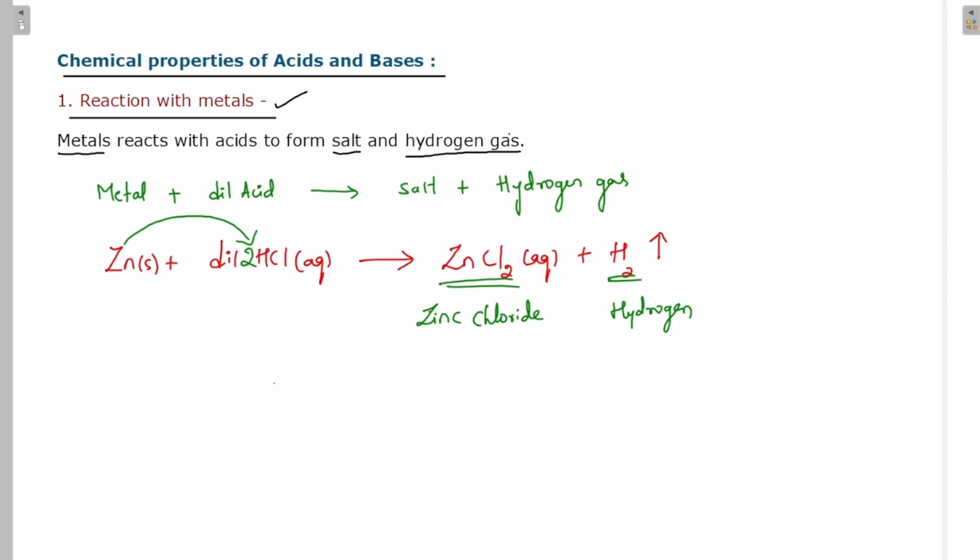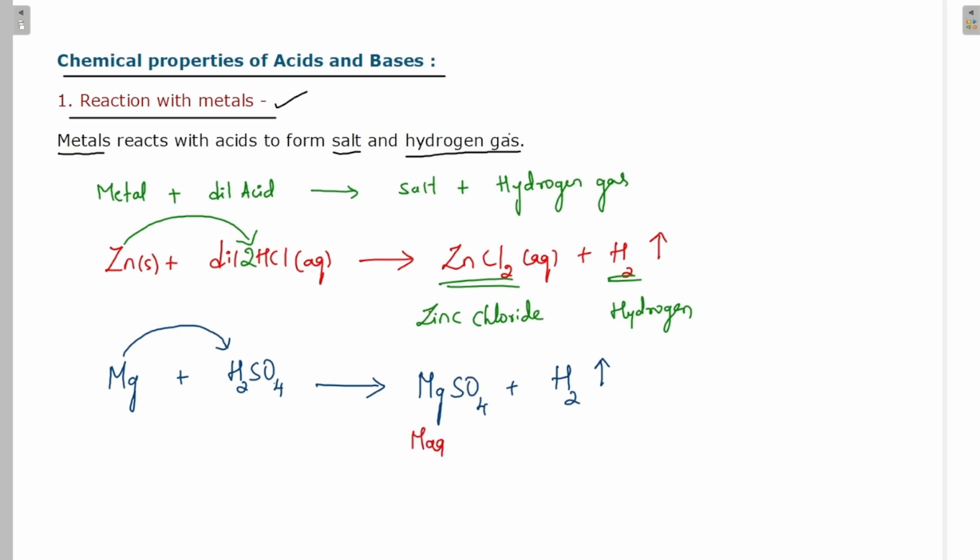Let's see a few more examples here. When magnesium is made to react with dilute H2SO4, that is sulfuric acid, magnesium displaces hydrogen from the sulfuric acid to form magnesium sulfate salt along with the liberation of hydrogen gas here. This equation is balanced. Now we have to mention the product name also here. This is salt magnesium sulfate. So in general, we say when metals are made to react with the acids, there is a formation of salt and hydrogen gas. You have to remember this general equation so that you can give different examples for these reactions.